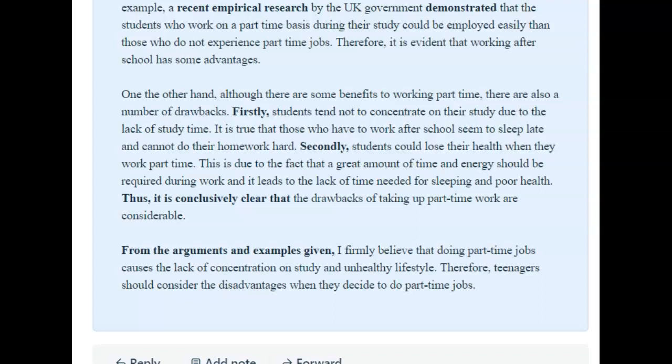The grammar and the vocabulary were generally good. There were some little flaws. But it was a good essay on the whole.